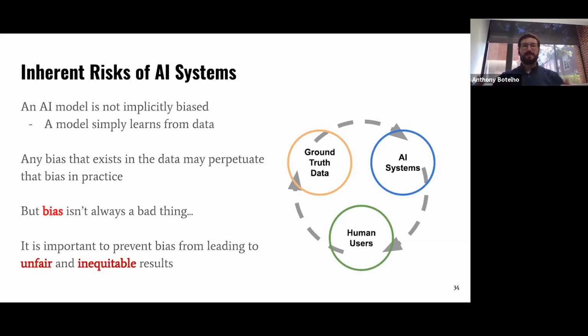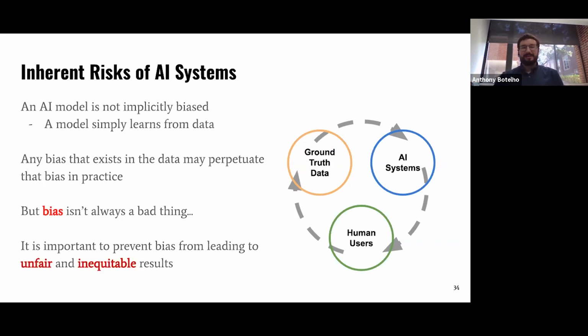An AI system might learn bad things from data that might then influence teachers, that might then perpetuate those kinds of decisions further, causing this bad cycle. But an AI model itself is not implicitly biased. A random forest isn't a biased model, or a logistic regression isn't biased. It learns that from data. The data itself is where the potential issue emerges.